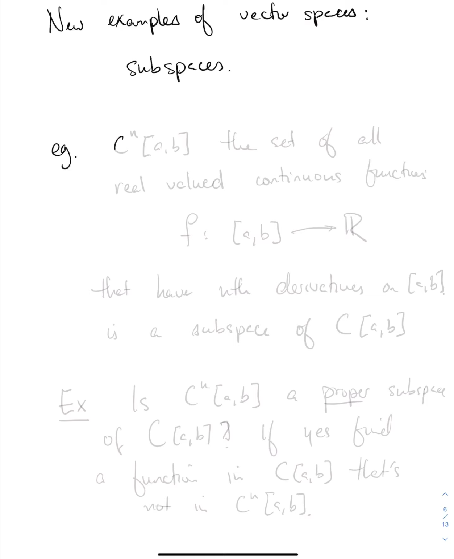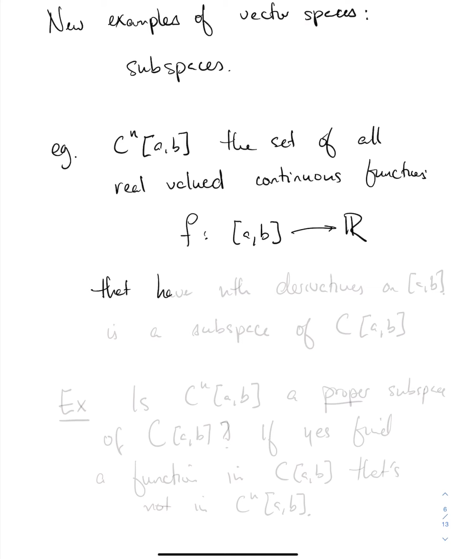Example, C^n(a, b) is the set of all real valued continuous functions f going from the interval (a, b) to R. It's real valued, but it's all real valued continuous functions that have nth derivatives on (a, b).